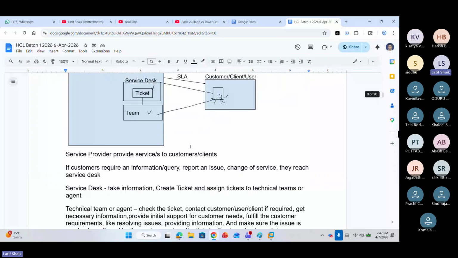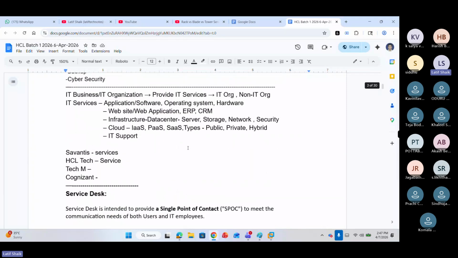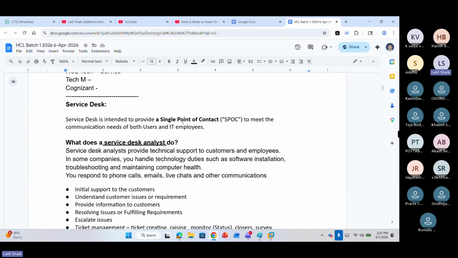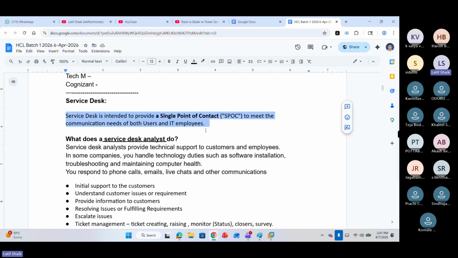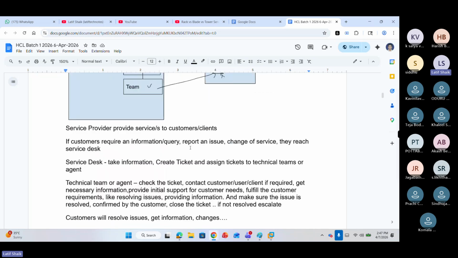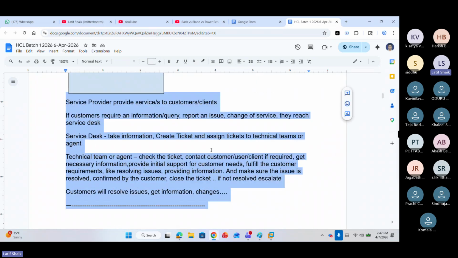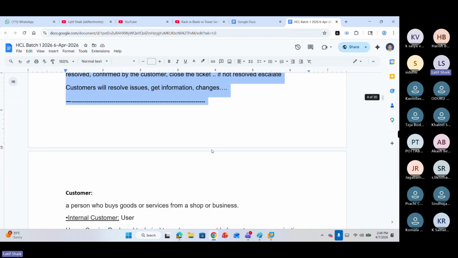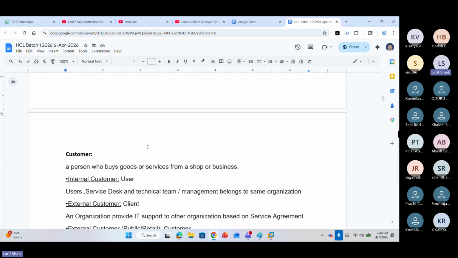So far we have discussed IT organizations, different organizations and their services. We also discussed what a service desk is, what a service desk analyst is, and what the work of a service desk analyst is. So what is the support life cycle, and how does a customer get support from a service provider organization? How will they resolve the tickets?